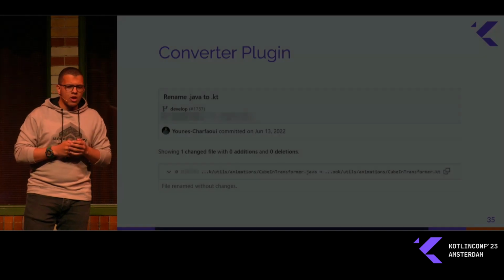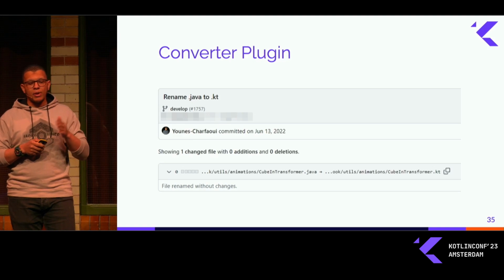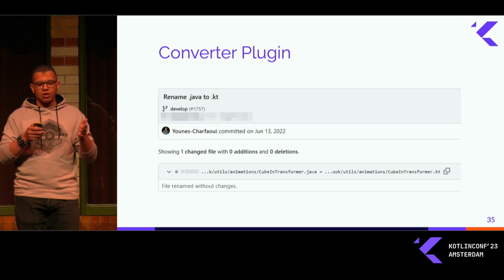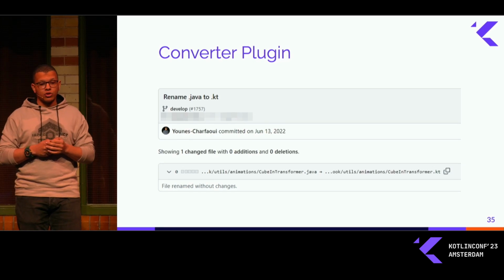Now, here is an example. Here's an example of the default commit. This is a rename from Java to Kotlin of a bean transformer, for example. This is an extra commit, and then your commit will come.